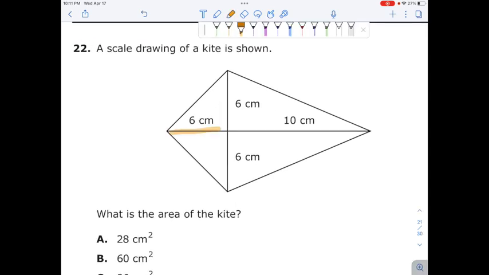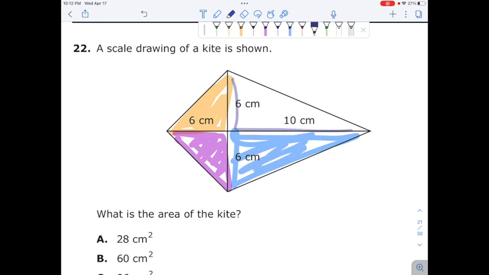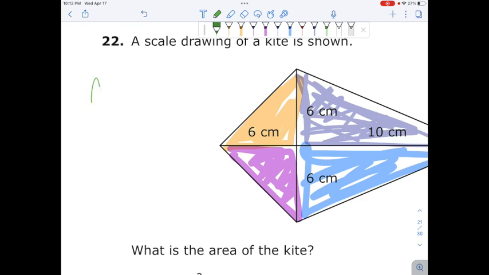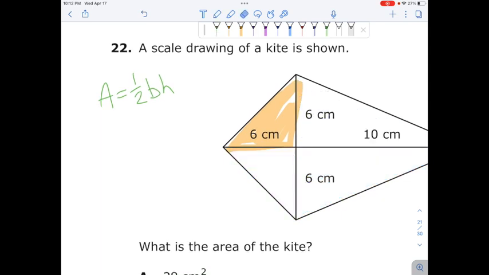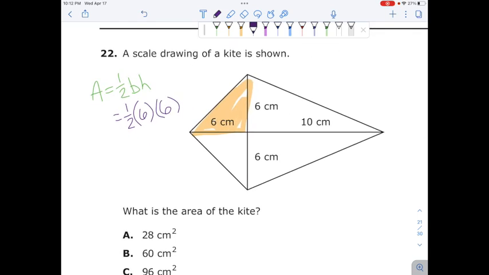We need to know how much space this plus this plus this, we're talking about the inside area, plus this is. There are a lot of different options here to figure out what to do. They're all triangles, so we could do a whole bunch of A equals 1/2 base times height. We could absolutely do that. If we look at this yellow triangle, I can see it's 6 across and it's 6 tall. So we would say A equals 1/2 times 6 times 6. And I can put that in my calculator.